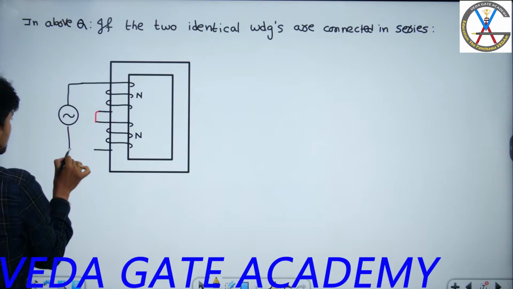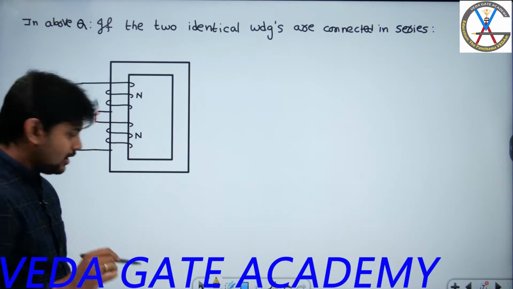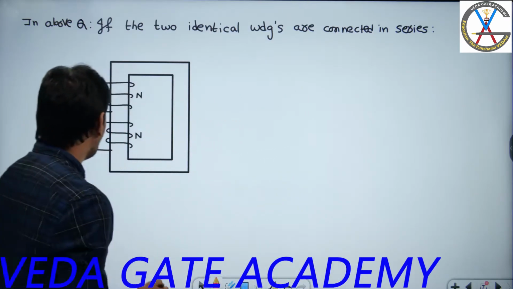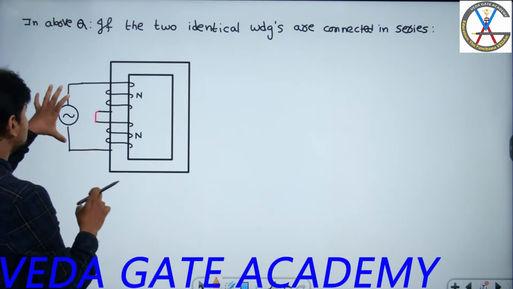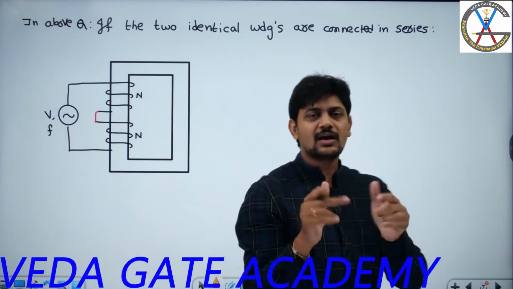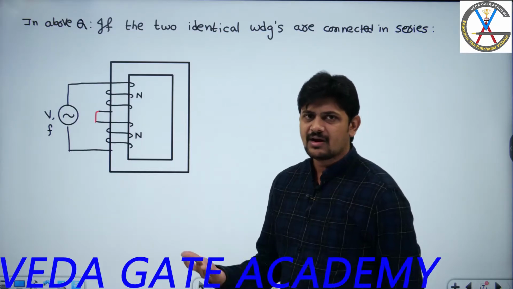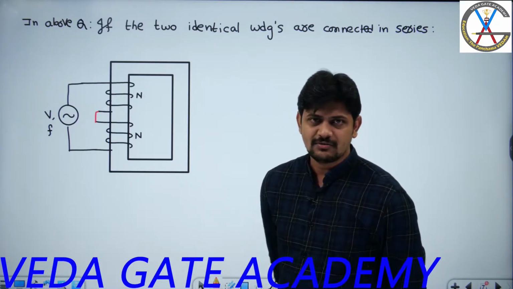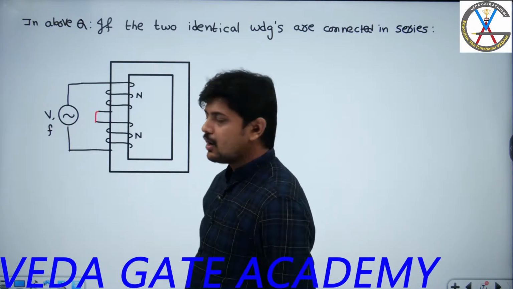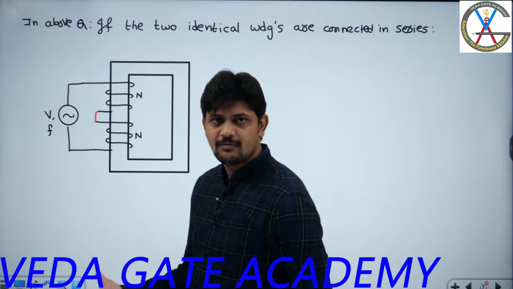Let us assume the supply voltage is equal to V at a frequency F. Now the question is, if I am supplying a total voltage V across two identical windings which are connected in series, what will happen according to series and parallel connections? We know voltage division for series and parallel windings. If I am applying 100 volts here, how much voltage will be induced across this identical part and across this identical part, 50 and 50?